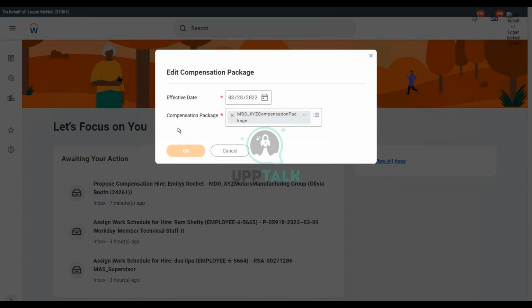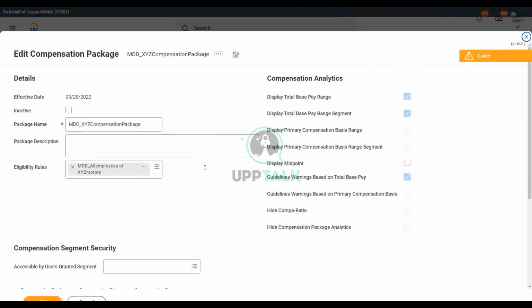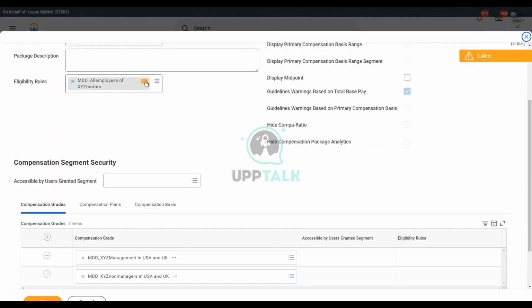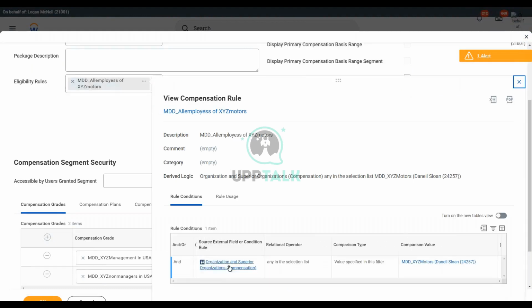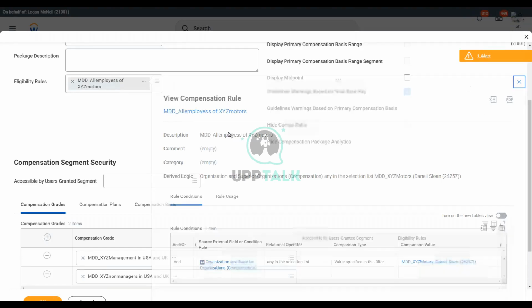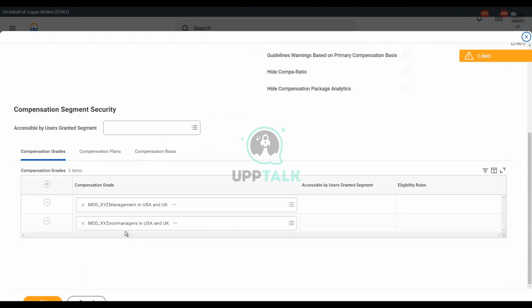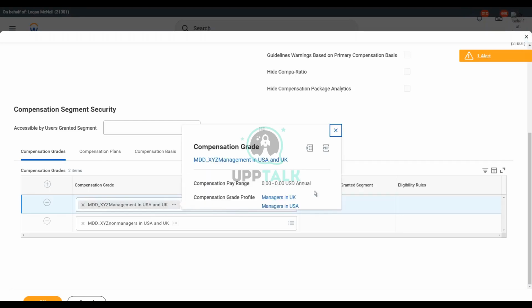Correct. Let's go there and see. So you are saying all employees of XYZ Motors is your eligibility rule, and the rule condition says organization and superior organization and XYZ Motors. Perfect. Then we are looking at a management compensation grade. So you are saying this is management in USA and UK. Okay, great profile. That's correct.